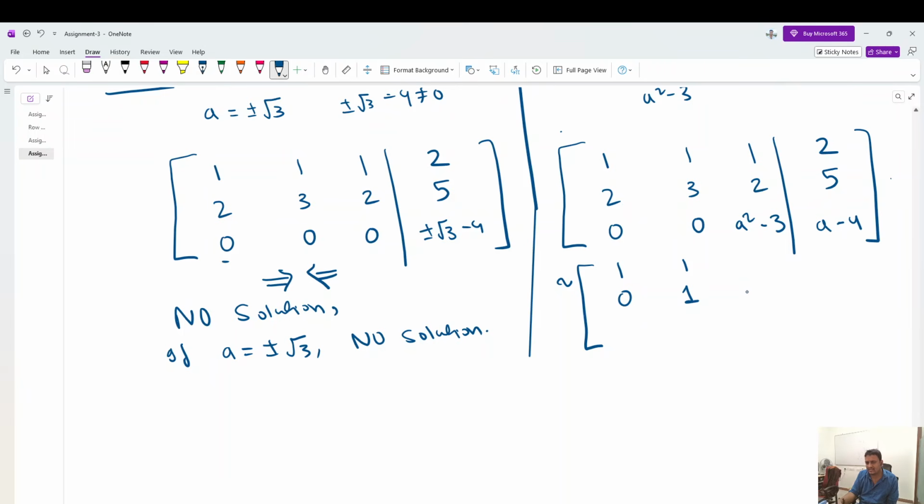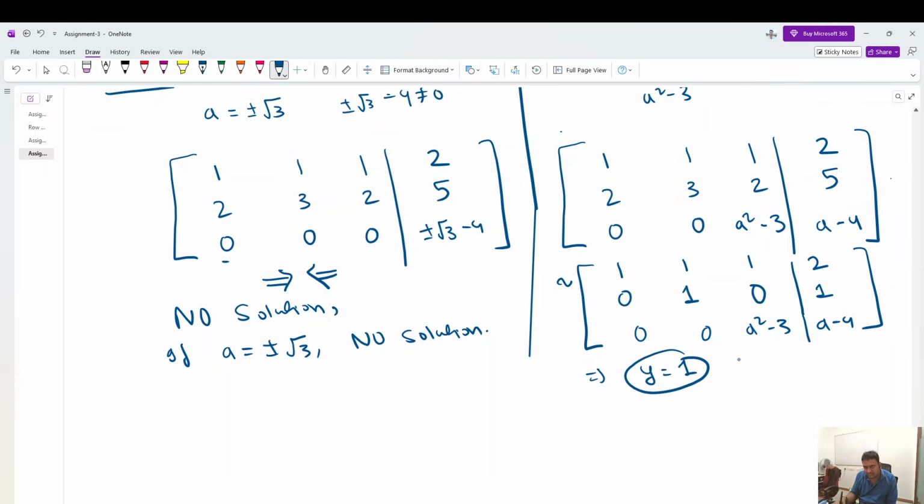And this will be 2 minus 2, again 0. This is 1, and 2 is the same. Then this is fine, 0, a square minus 3, a minus 4, and then 5 minus 2 into 2, right? That is 1. So what you get from here is y is in fact 1. So y is 1. Z is a minus 4 divided by a square minus 3.